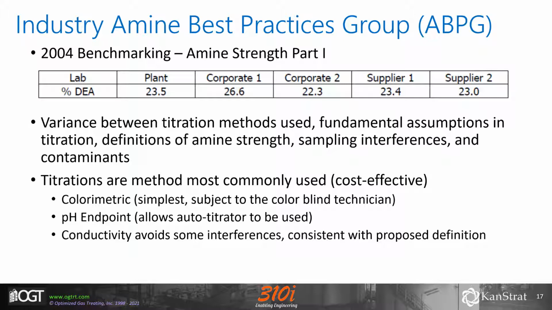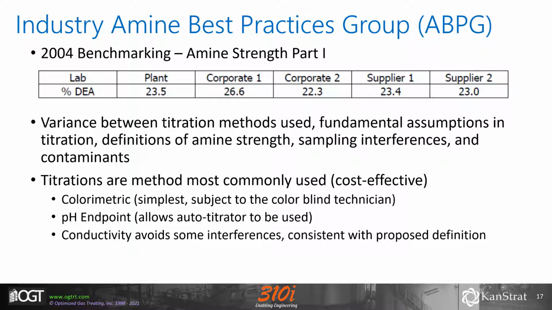There were a couple of corporate labs that were engaged, and a couple of amine suppliers that were also engaged. And as you can see, there is considerable variability in the results that came back from this round robin testing. If you look at the actual ABPG work, the variability in these measurements depended on the titration method used, the assumptions in the titration, the definition of amine strength, some sampling interferences, and the contaminants, which affect some of the fundamental assumptions. Titrations are the method most commonly used because they are cheap and cost-effective.